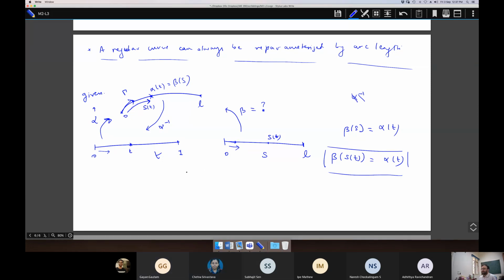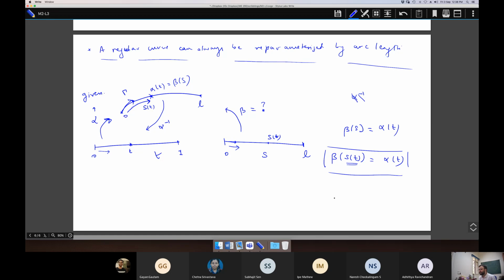Okay. So the thing is that you can start from the t-axis and reach that point, or you start from a corresponding point on the x-axis and reach the same point. The corresponding point is indicated through s of t.